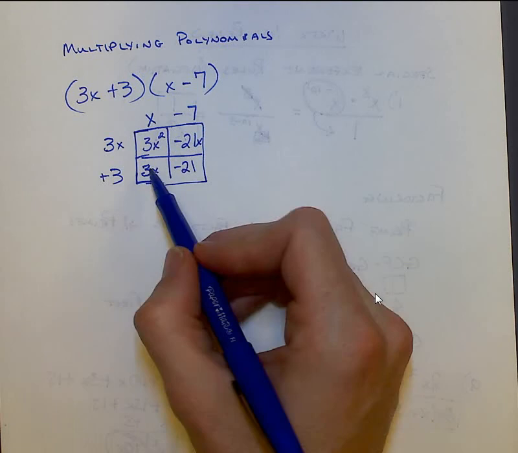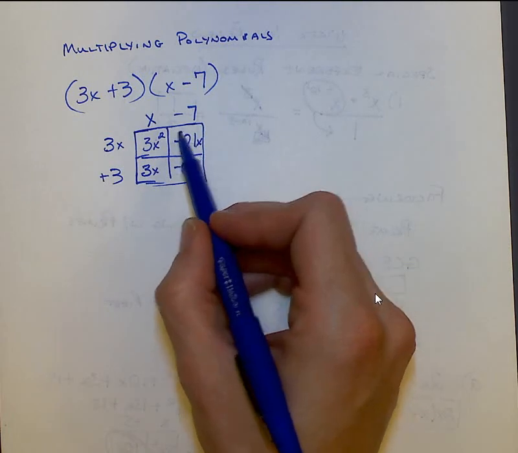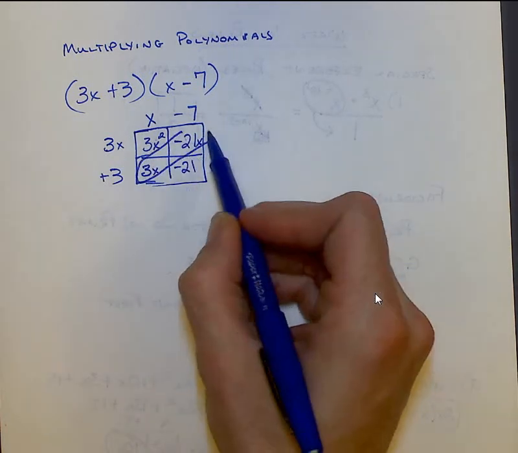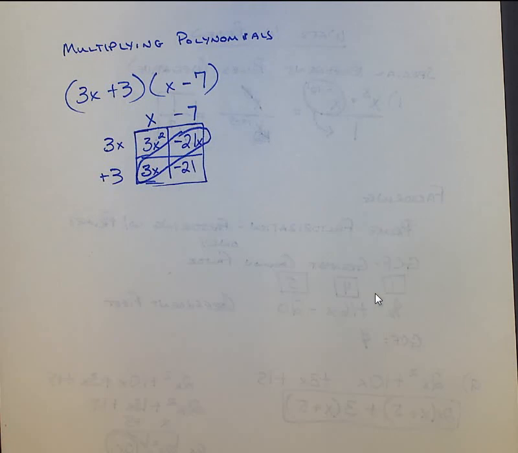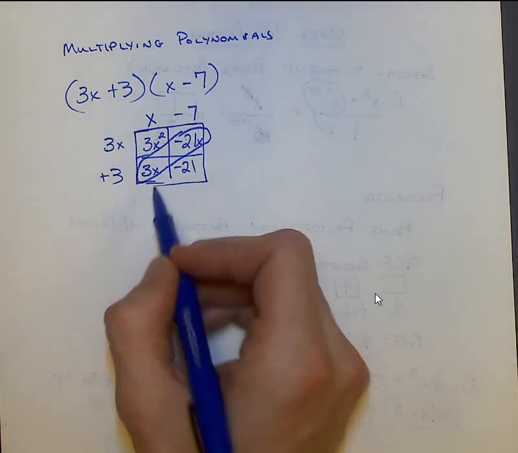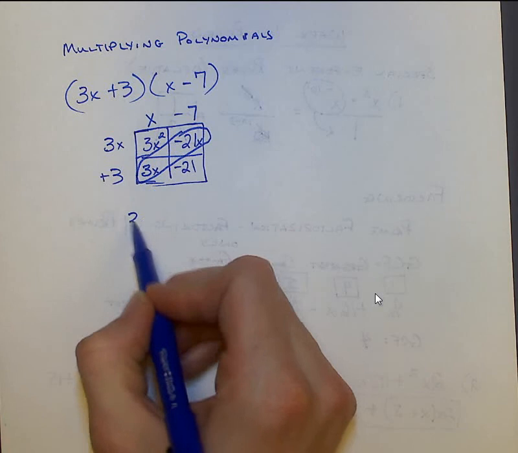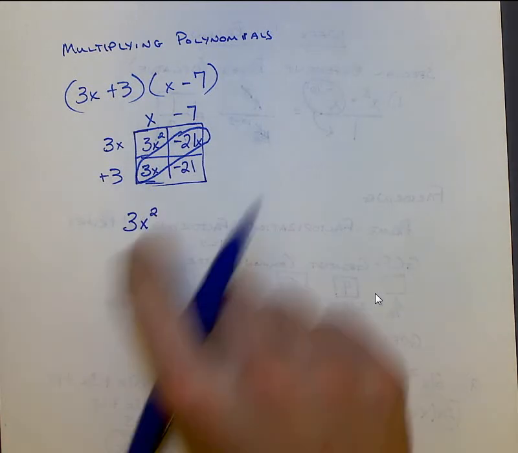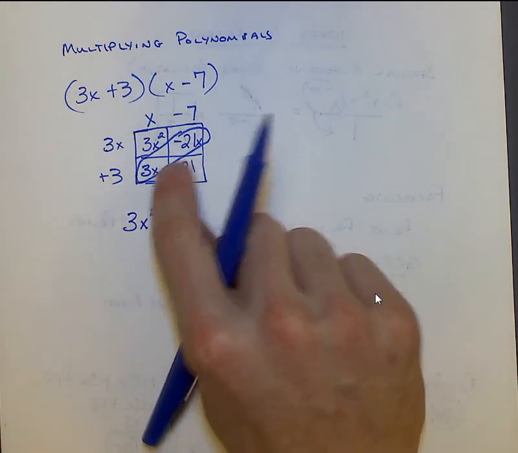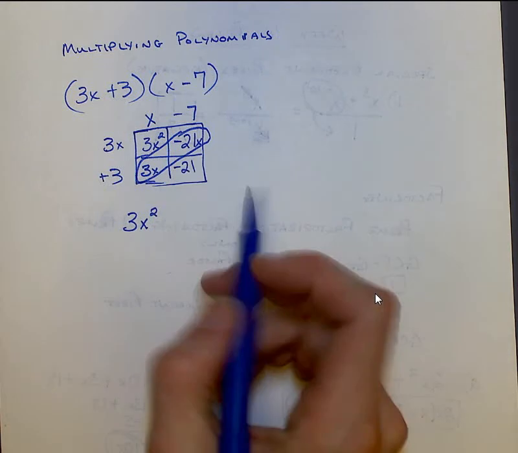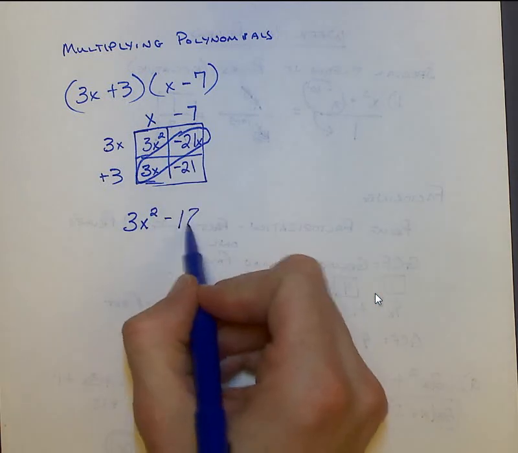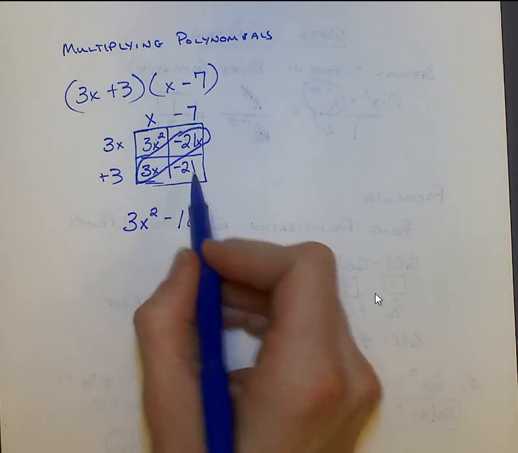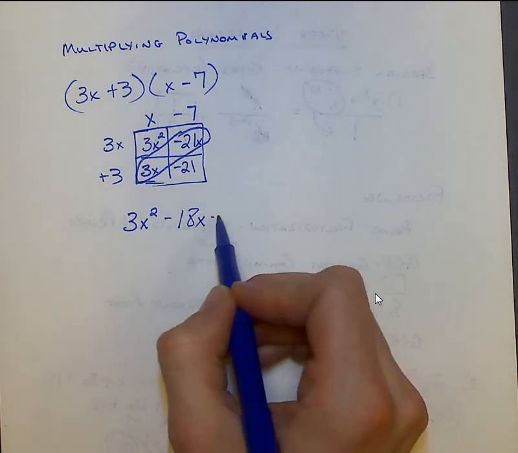Well, 3x and negative 21x look the same. They have the same variable with the same exponent. So I can combine those. And those are the only two that I can combine. So I'm going to write the 3x squared out. I'm going to combine these two. And negative 21 plus 3 is negative 18x. And then I could not combine the negative 21 with anything, so I just write that down.